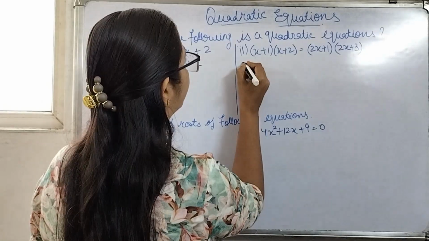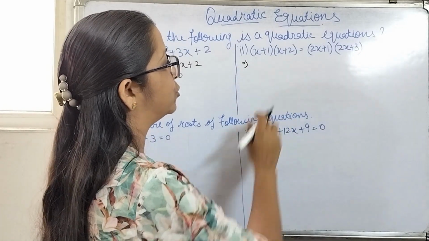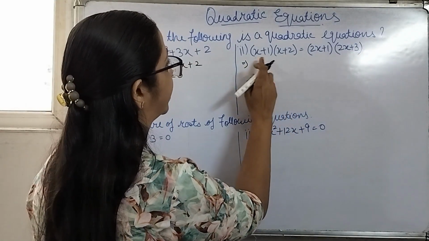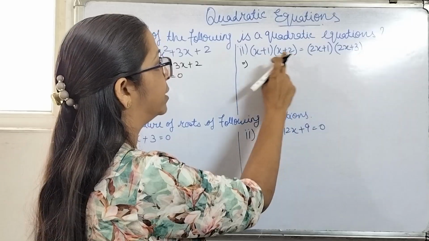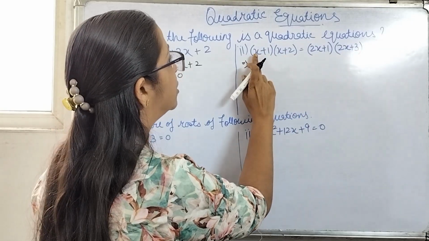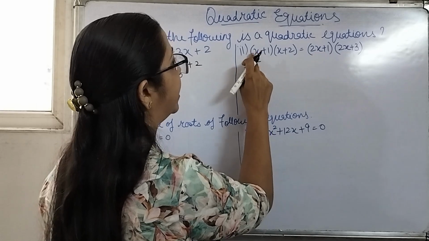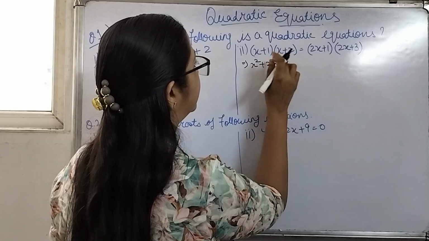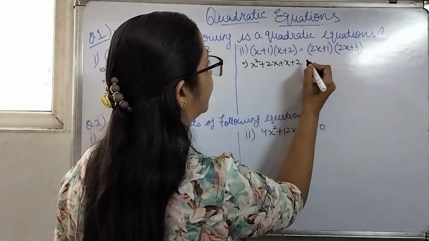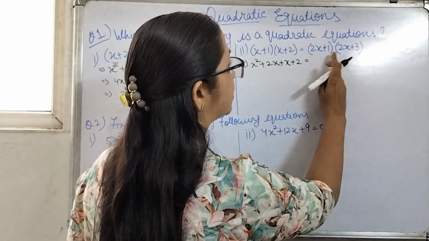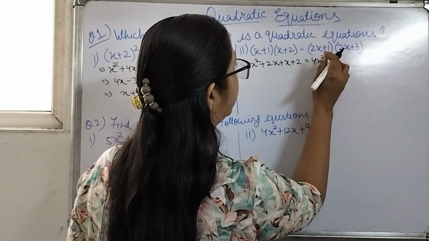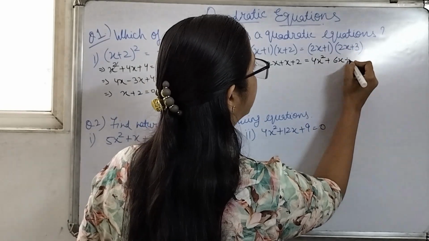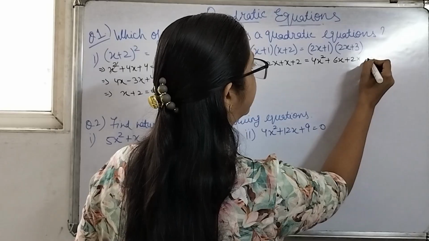Now see another question. Here (x + 1) multiplied by (x + 2) is equivalent to (2x + 1) multiplied by (2x + 3). First of all, we will multiply these two brackets. x will be multiplied by x plus 2, then plus 1 will be multiplied by x plus 2. So x multiplied by x is x square, x multiplied by 2 is 2x, 1 multiplied by x is x, and 1 multiplied by 2 is 2. Now the RHS part: 2x multiplied by 2x is 4x square, 2x multiplied by 3 is 6x, 1 multiplied by 2x is 2x, plus 1 multiplied by 3 is 3.